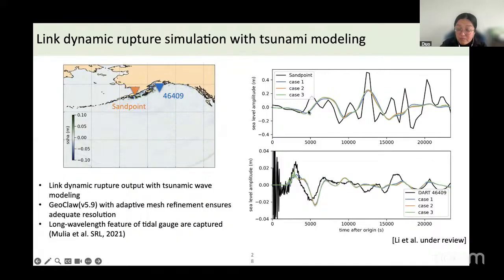In especially the long period wave, but we cannot capture the very short period, the shorter period tsunami wave. We think, in order to do that, we probably need to improve the shallow part of our simulation, because the seafloor topography data is maybe not that good in order to simulate the tsunami.